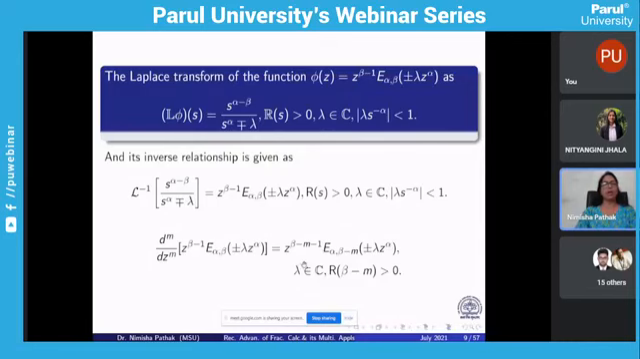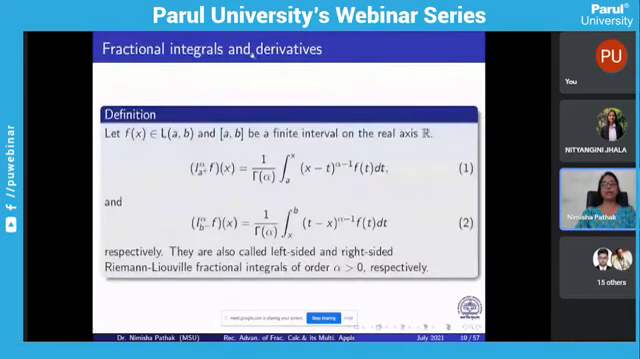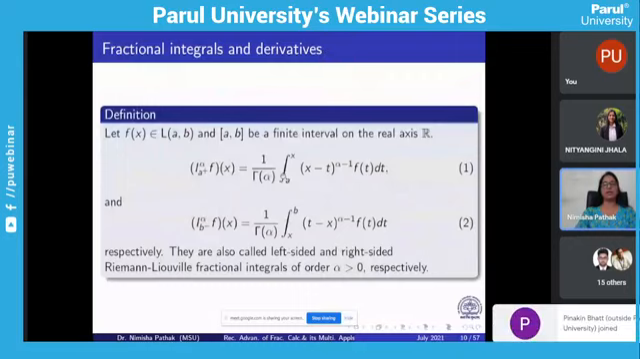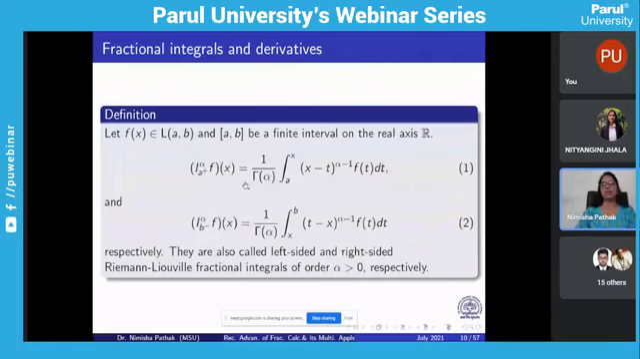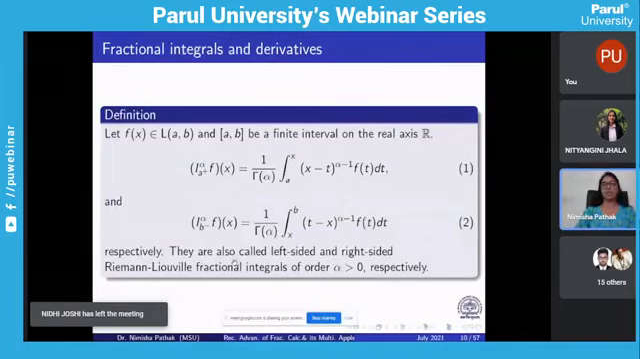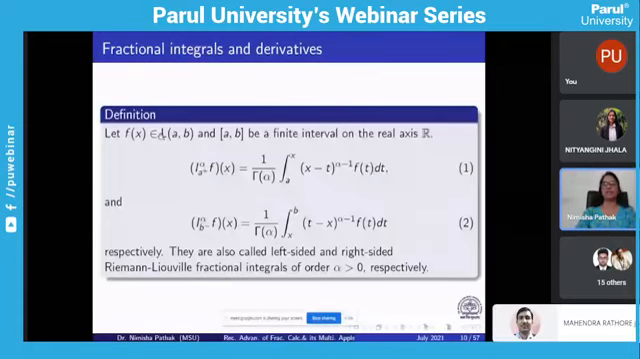The fractional integrals and derivatives basically start with the Riemann-Liouville fractional integral. It is given by this, and you notice that there is an integral from a. This is very important. Here we have the two definitions, the left-sided and right-sided Riemann-Liouville fractional integrals, of order alpha, where alpha is greater than zero. You notice that the kernel is a power kernel.